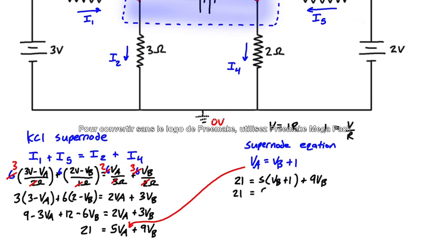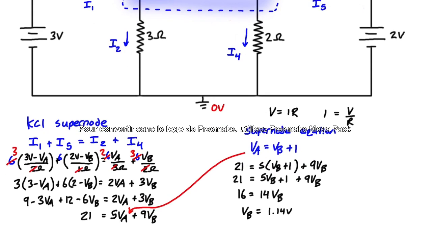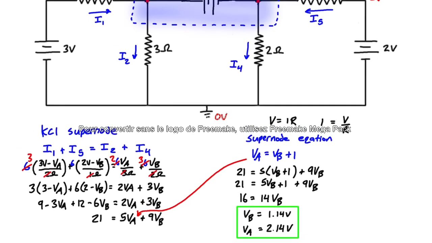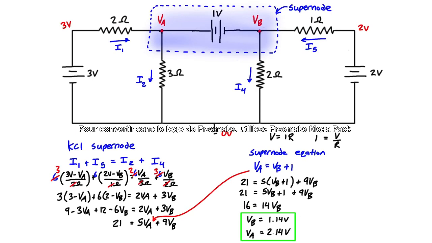And then we can just continue to simplify this, and we're going to find that VB is equal to 1.14 volts. And then we can just plug this right back in because VA is just equal to VB plus 1. So VA is just going to be equal to 2.14 volts. So if you want, you can drop a box around that because that might be the answer that you were asked for initially, if you're just asked to tell what are the unknown voltages at VA and VB, or sorry, node A and node B.